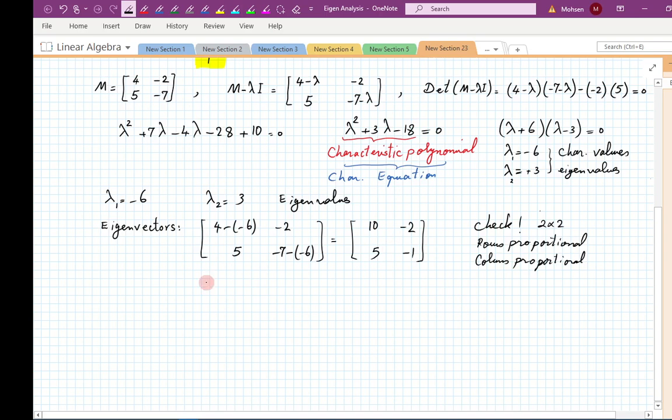Then you solve the following equation: 10, minus 2, 5, minus 1, times x, y, equal to 0. Let's write it in traditional notation: 10x minus 2y is equal to 0, or 5x minus y is equal to 0. It's the same thing.